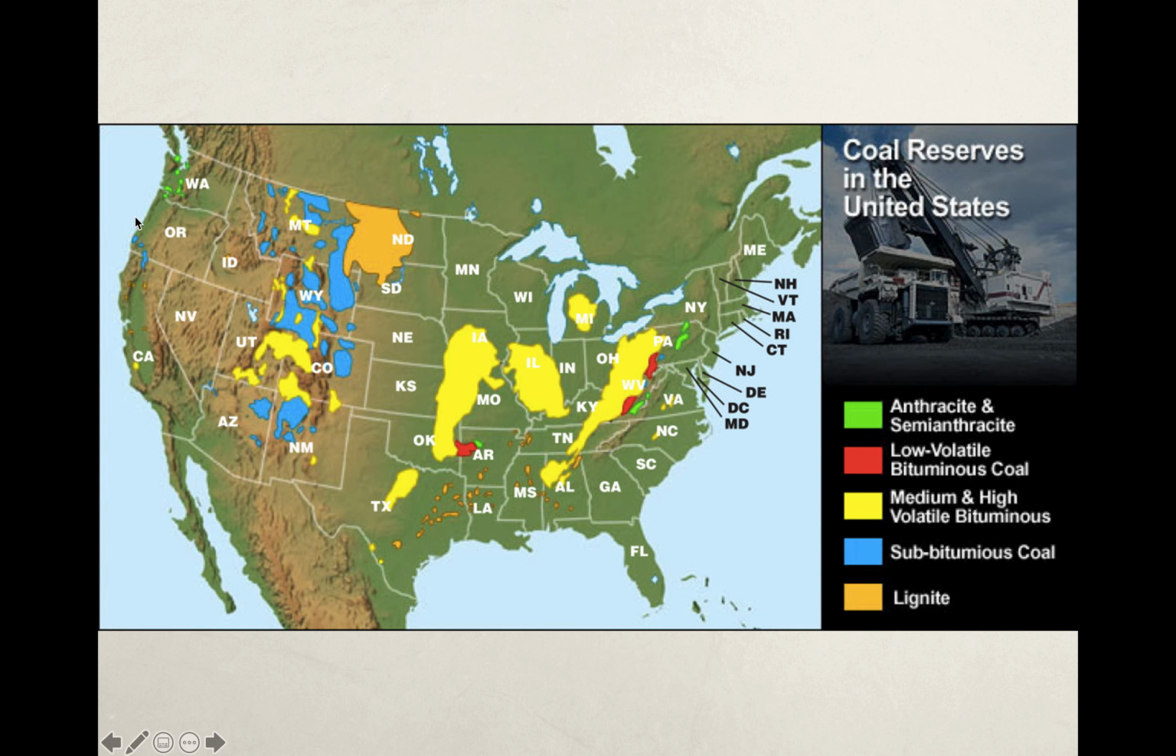So anthracite, we have some in Washington as well as over here in Pennsylvania, and that's where I'm from. So it's coal country. Anthracite isn't super abundant in the States, and that's why it was so heavily mined in Scranton.